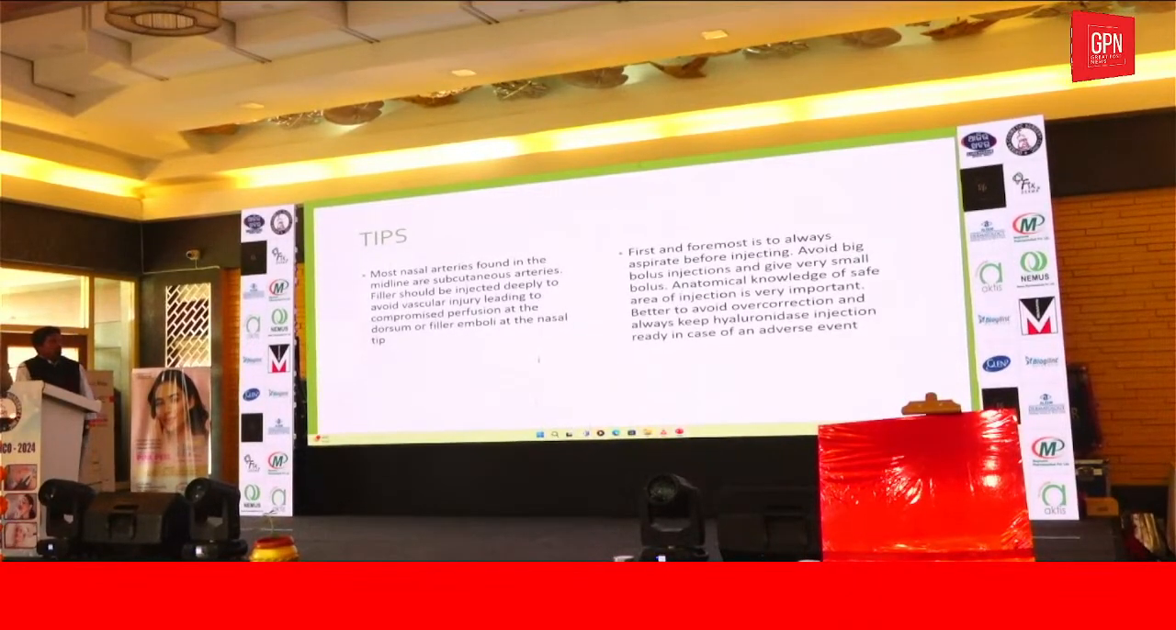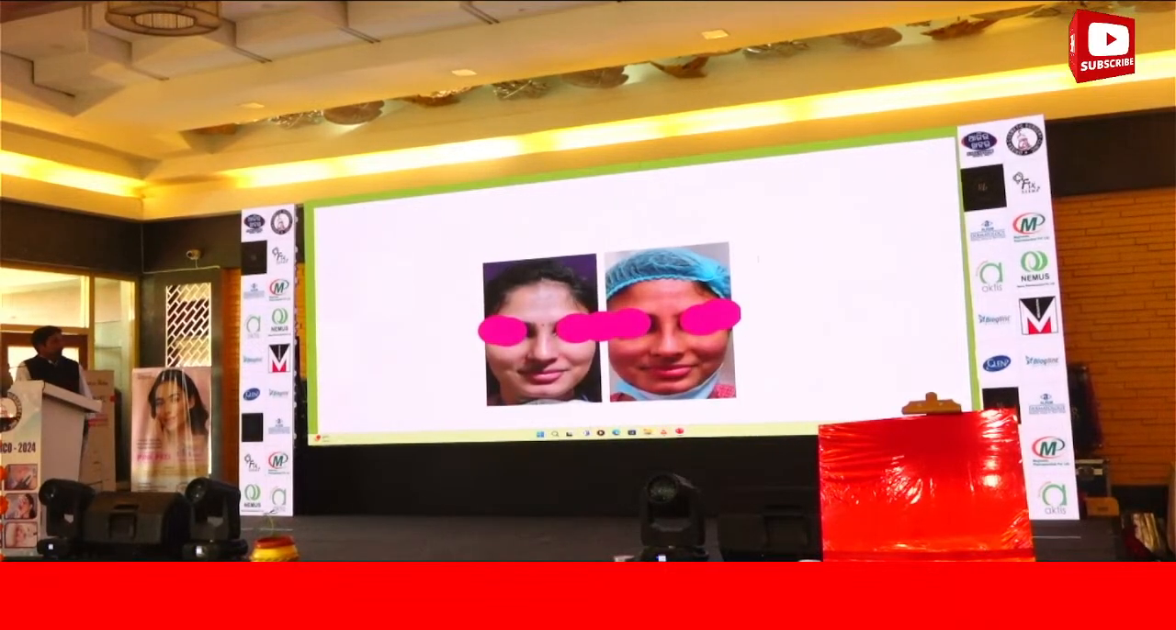First and foremost, always aspirate before injecting. Avoid big bolus injections. Use very small boluses; anatomical knowledge and the course of the arteries are very important. It is better to avoid overcorrection and always keep hyaluronidase injection ready in case of adverse events. And these are a few clinical pictures.